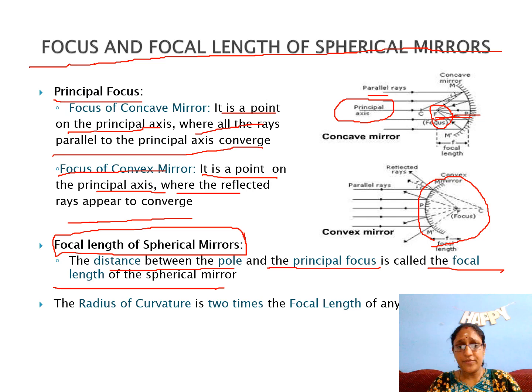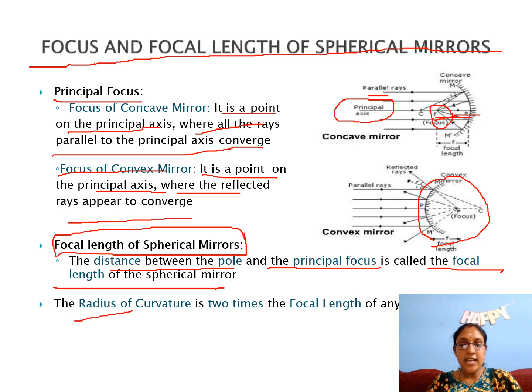What is the focal length of the spherical mirror? The distance between the pole and the principal focus is called the focal length of the spherical mirror. Is it clear what the focal length is? It's nothing but the distance between the pole and the focus. Can you see the focal length and the pole?